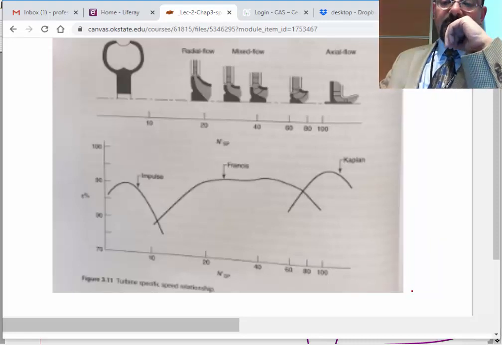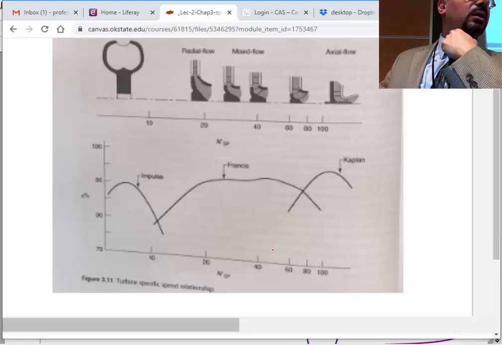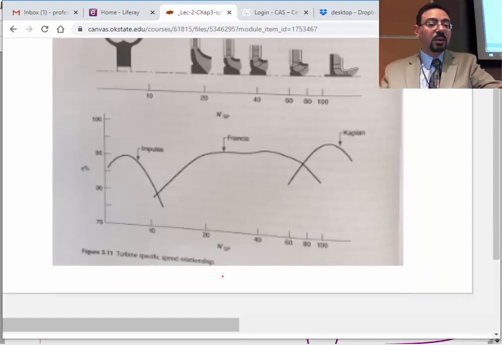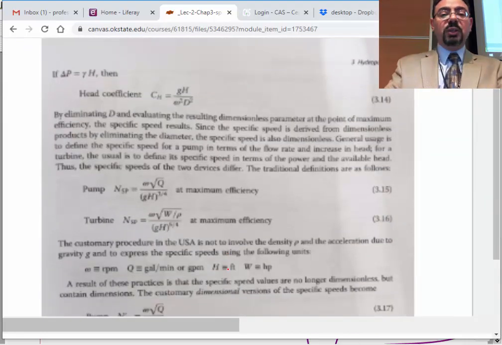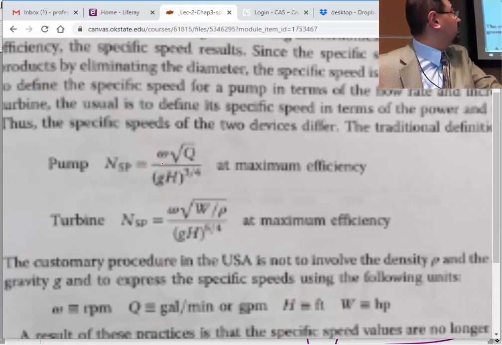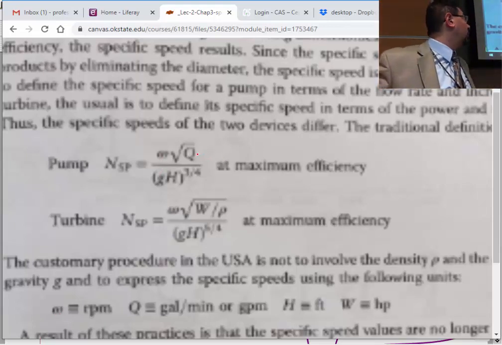So the best machine, or the best kind that we will use, is the one that will peak depending on your particular flow rate and head. Okay, so here is the equation for the specific speed. This is omega, the RPM, and this is the Q, the flow rate, and this is the g, the gravity, and this is the head.